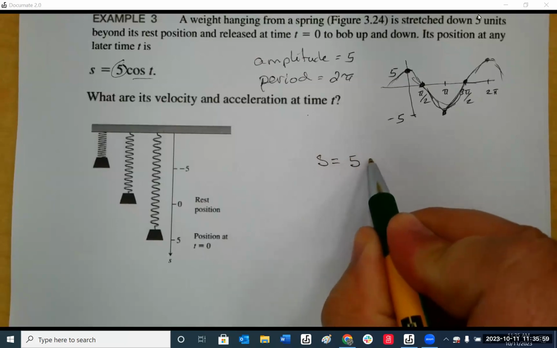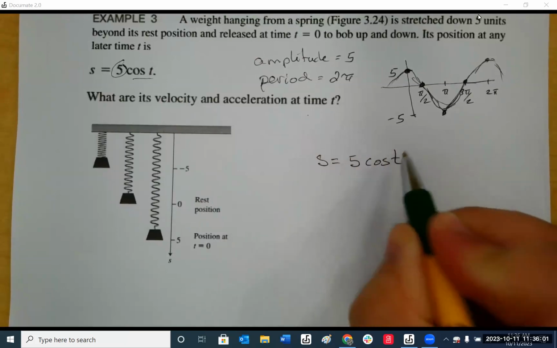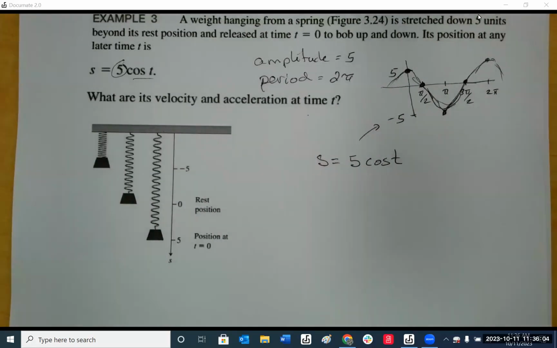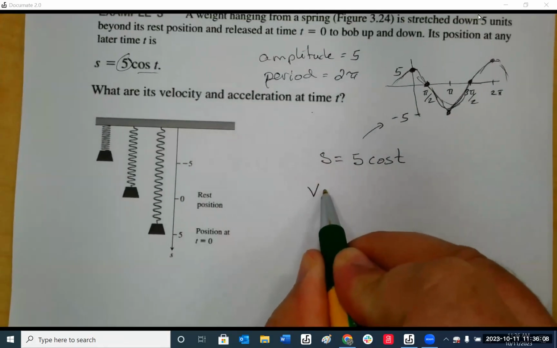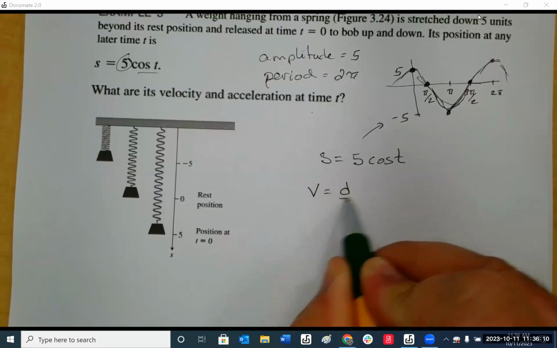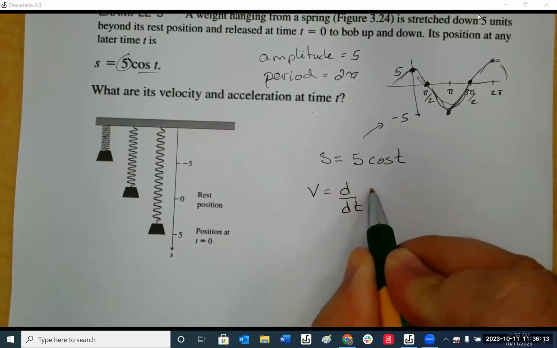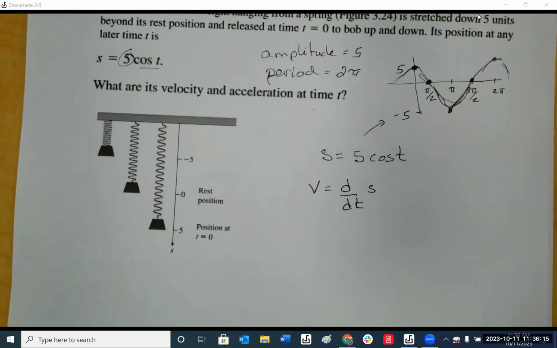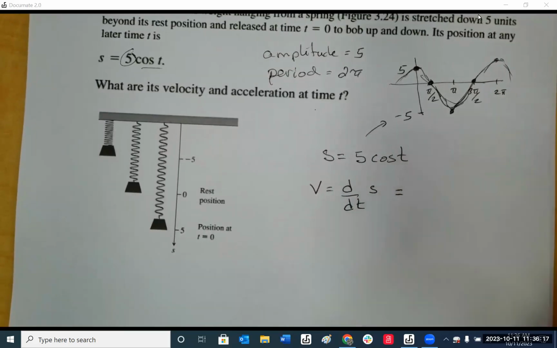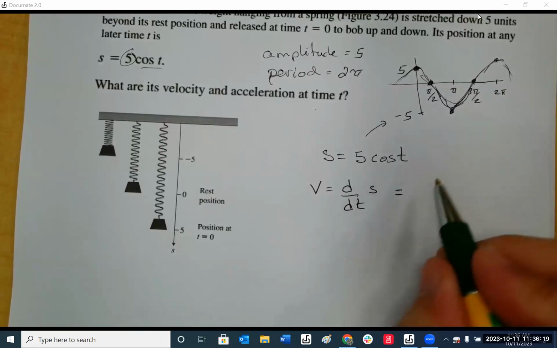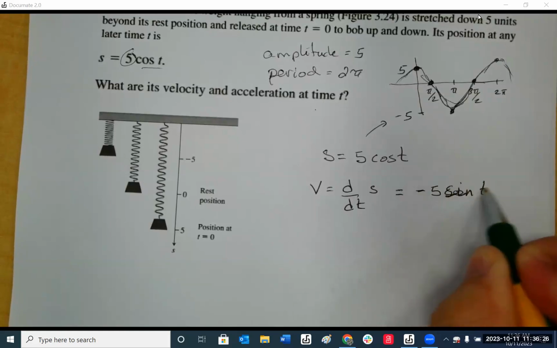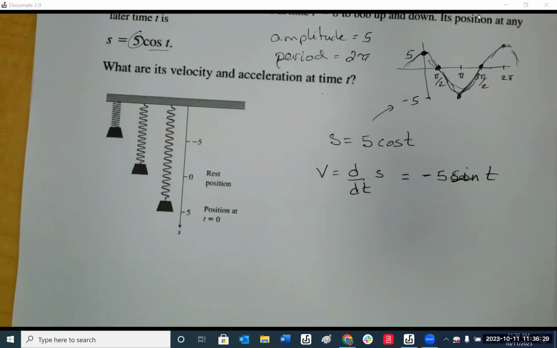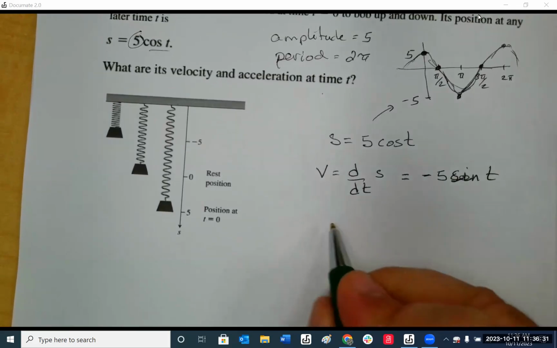We know the position, which is what you just found. Velocity is the first derivative of your position. It's going to be negative 5 sine t. That's the velocity.